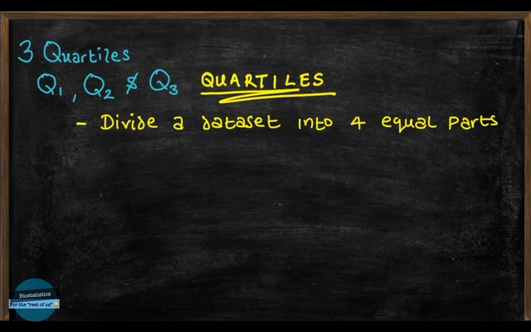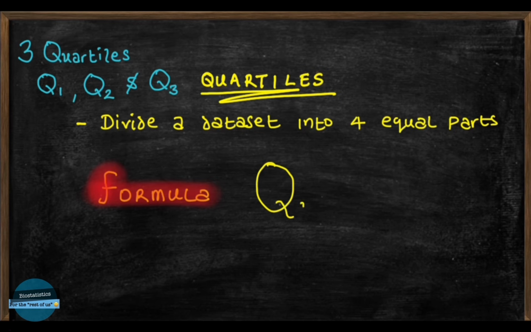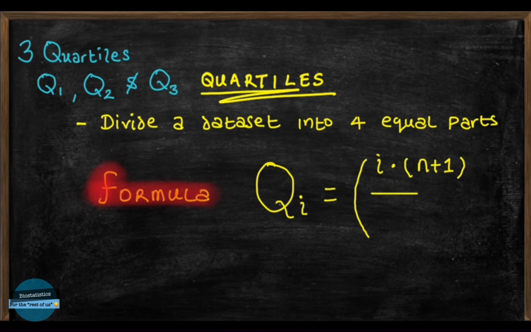So we have Q1, Q2, and Q3. Alright, the formula for computing quartiles is a simple formula that goes like this. Qi is equal to i multiplied by (n plus 1) divided by 4. Now it's important to note that this formula only gives you the position of the quartile but not the actual value, and that's why we have this "th" up here, meaning the position.